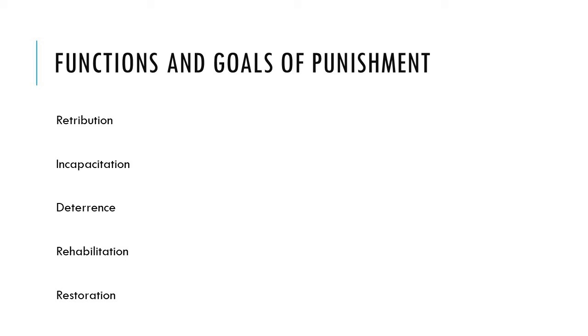The next, probably the most important, but one of the least focused on, is rehabilitation, making the person better so they don't commit crimes in the future, so they can become a productive member of society. Lastly is restoration, where we try to give the victim some normalcy, basically restoring their life to the way it was before they were the victim of a crime.